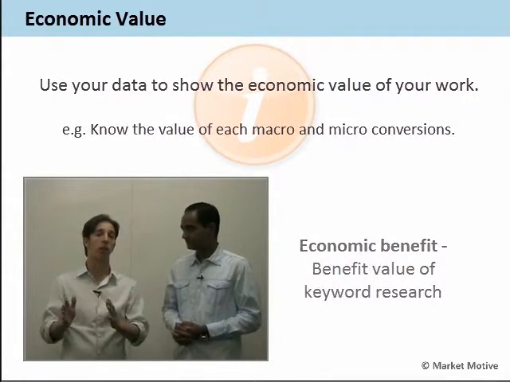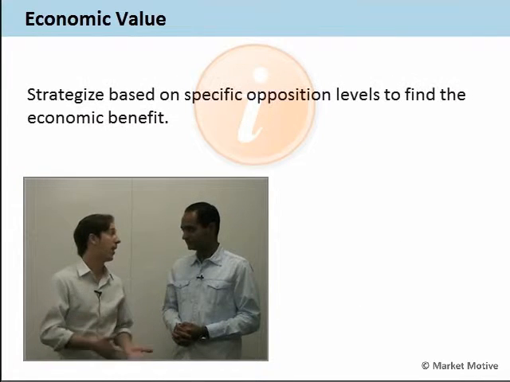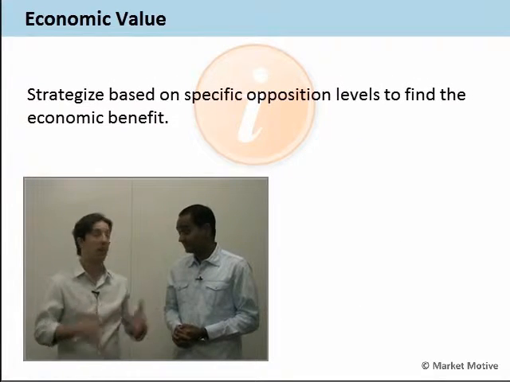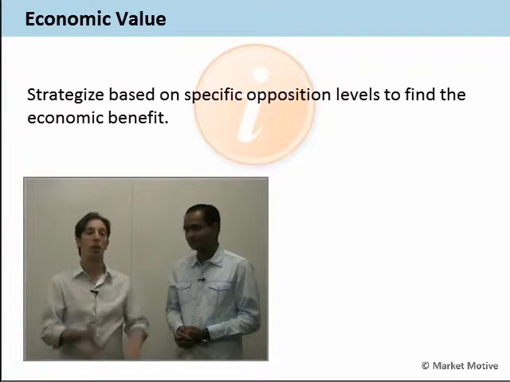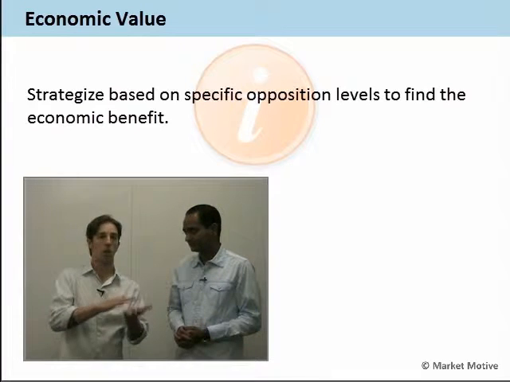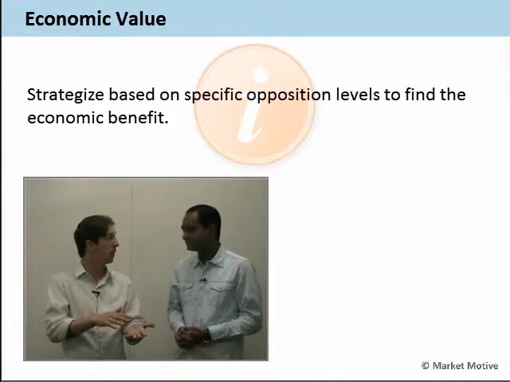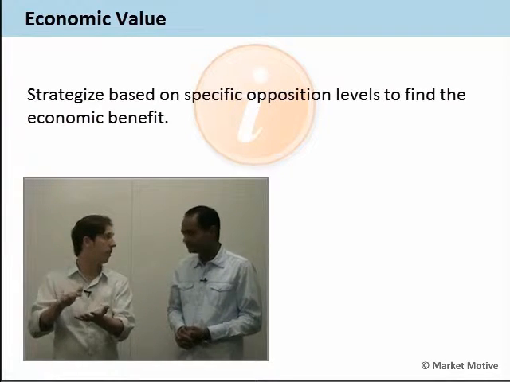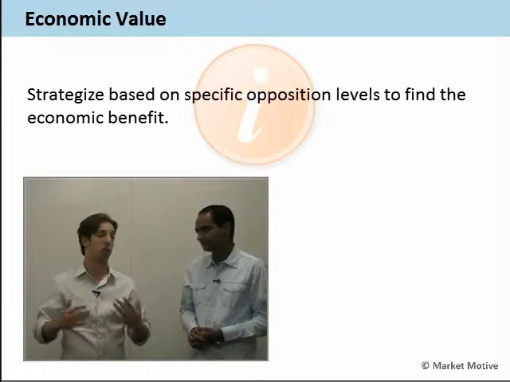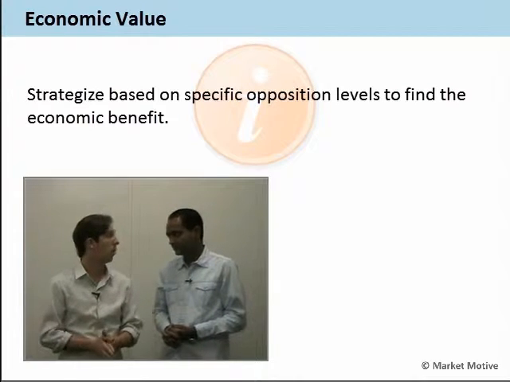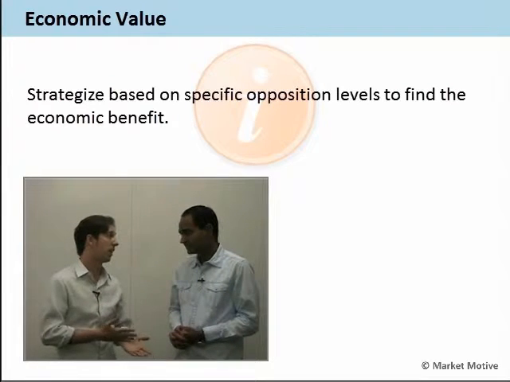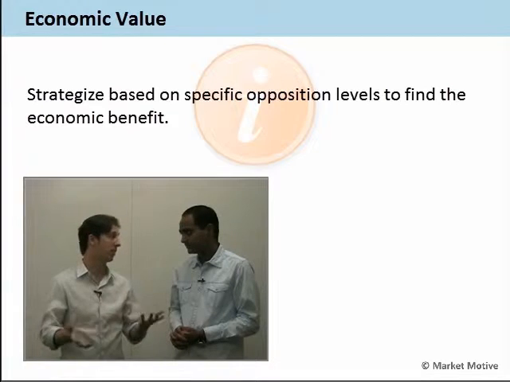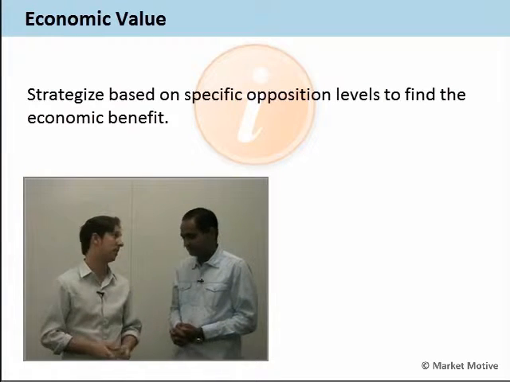So when you look at those two things in comparison, that's what I would charge the big bucks for. That's what I would say, okay, here's your opposition levels. We're looking at what you need, and we're going to create a strategy for what you need based on these opposition levels to find that benefit. And that's the cost-benefit analysis of keyword research. So tying that in with the economic indicators through Google Analytics is going to be some great business intelligence.